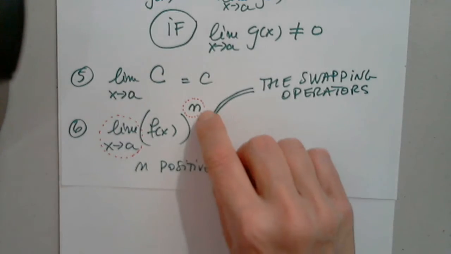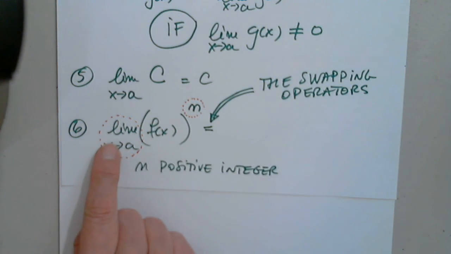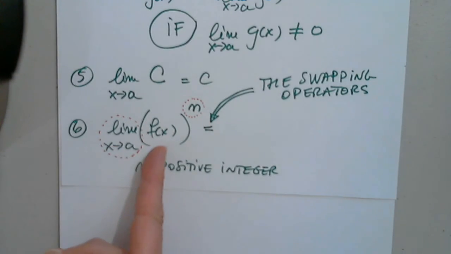Is the power the inner? Exactly. Power n is the inner, and the limit is the outer. I want to swap them. I want the limit to be the inner. I want the power to be the outer.